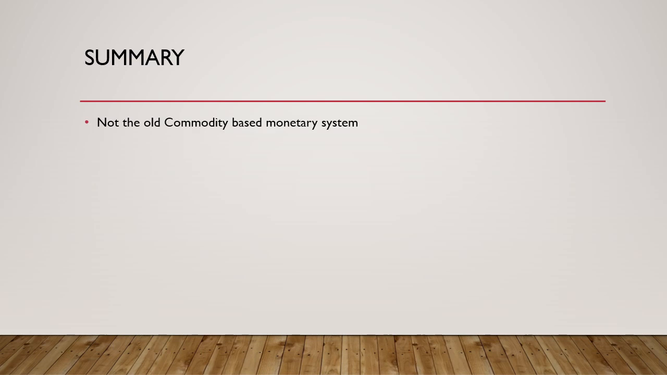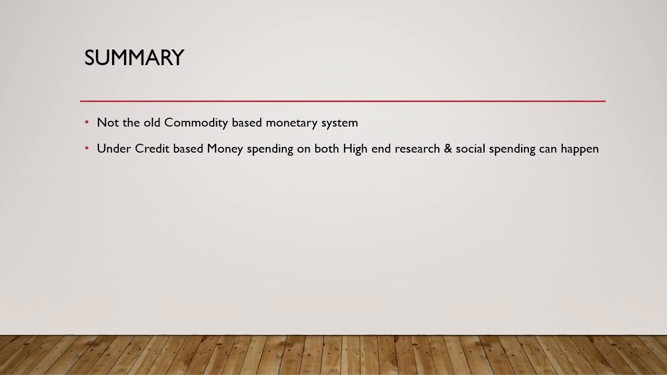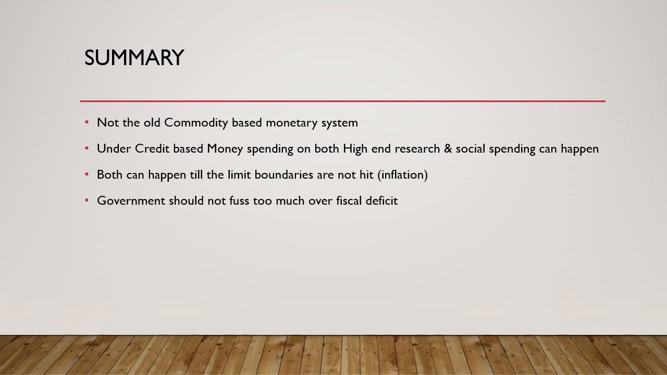So just to summarize now, we are not in the old commodity-based monetary system. In the credit-based monetary system, the concept of MMT is pretty effective, and so here government doesn't have to make a choice most of the time. It can spend on high-end research and it can do social spending as well. Both can happen till the time the limit boundaries or inflation is not hit. The government should not hence fuss over fiscal deficits, and taxation is a very different tool in this MMT. It's a tool to control demand, not revenue collection.